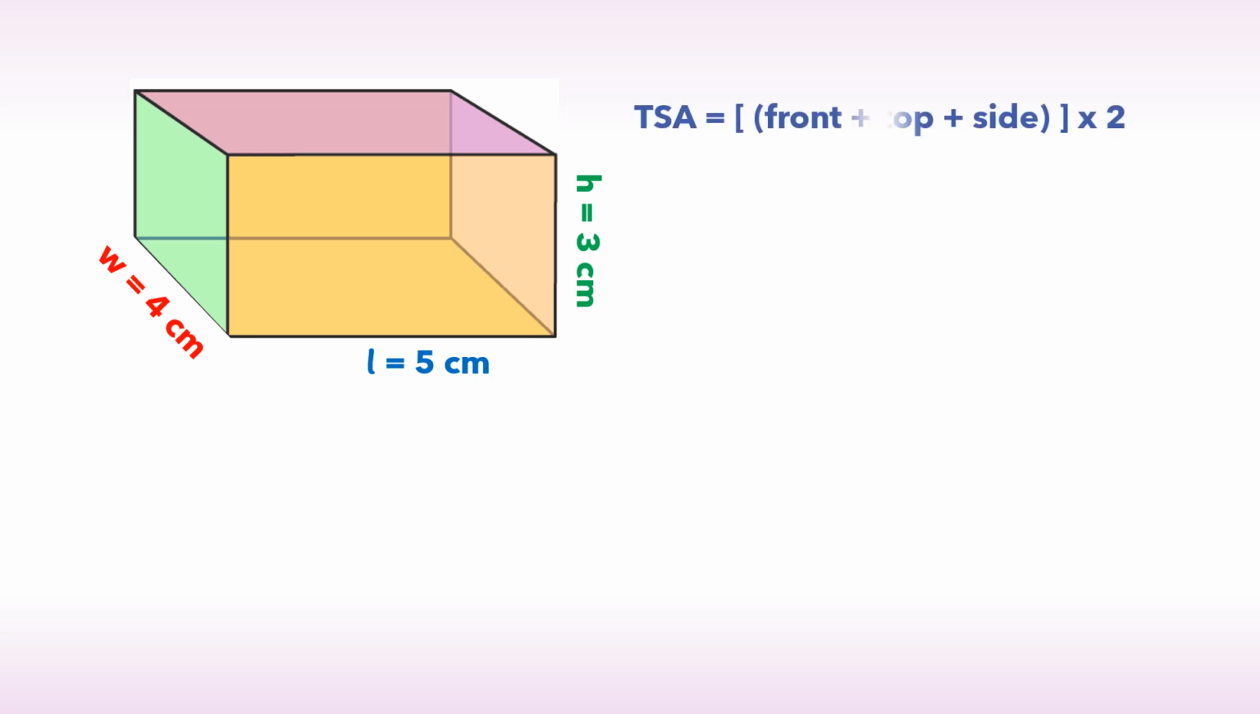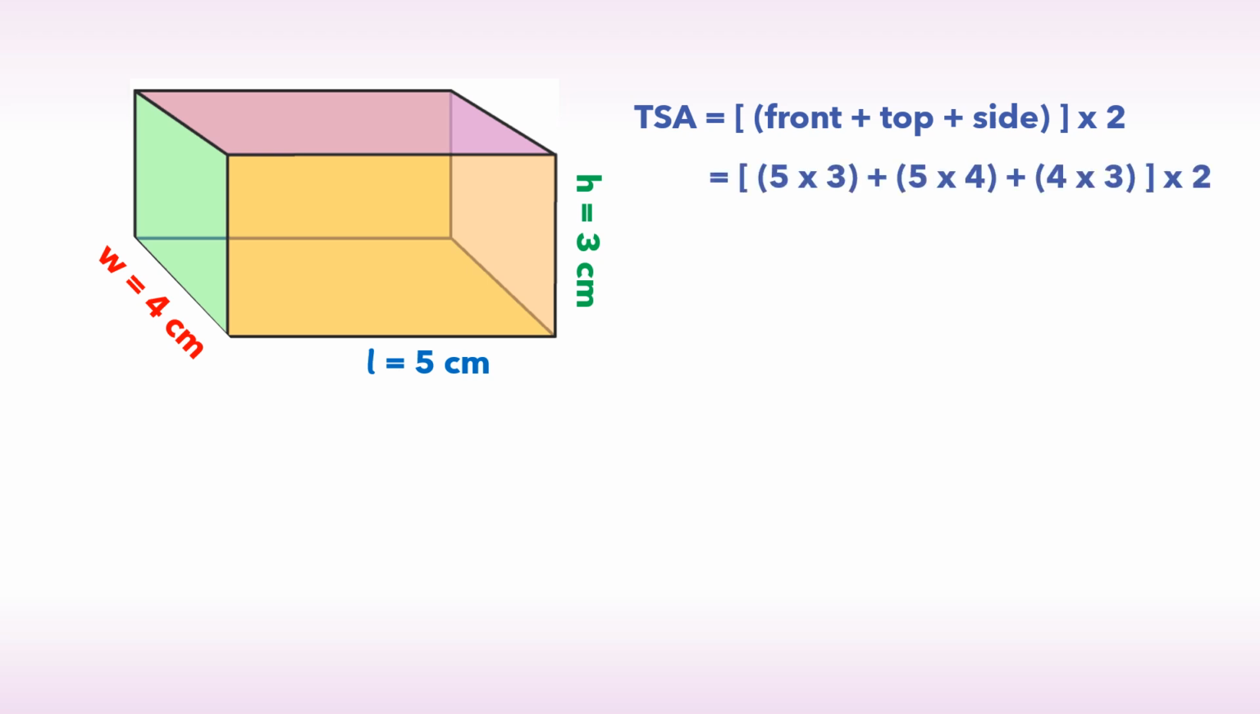Now we say TSA, total surface area, is equal to the front plus the top plus the side. We put that all in brackets and then we say times 2. The times 2 part is the parts that we don't see. So now the front is the orange part, which is the length times the height. So it is 5 times 3.